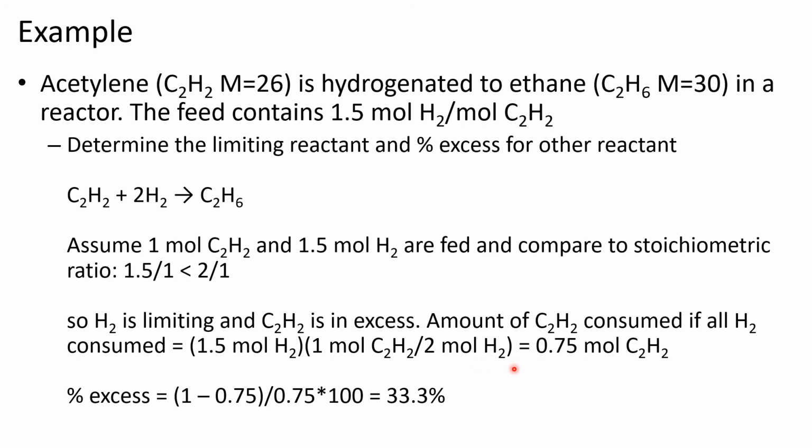We multiply this out. We find that the amount of acetylene that reacts with all the hydrogen that's fed would be 0.75 moles. This is the amount that would be in stoichiometric proportion to the hydrogen in the feed. And this is less than the actual amount, which is 1, which is why the acetylene is in excess. To compute the percent excess, we take the amount that's fed, subtract off the stoichiometric amount, and divide by the stoichiometric amount. Multiply all of that by 100 to get a percent, and we find that the acetylene is in excess by 33.3%.